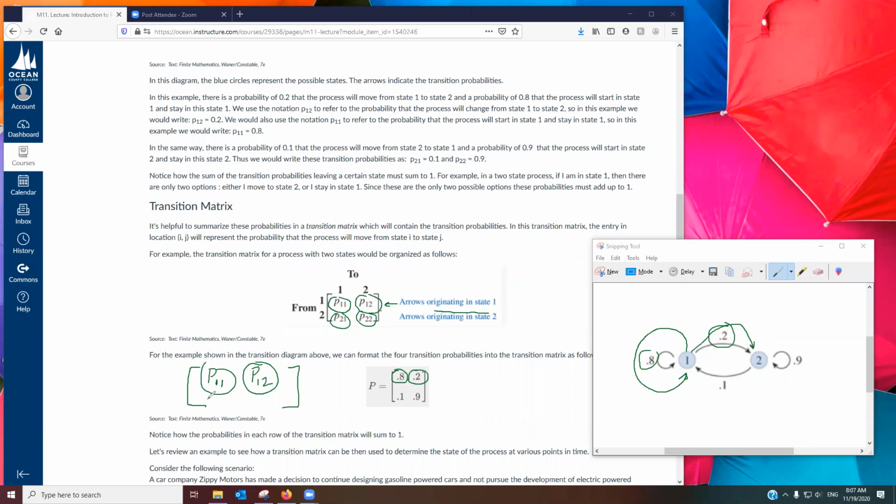Then if I go to the bottom row, it's P21, P22. All right, P21, that's the probability that you start in state 2 and transition to state 1. So that's going to be 0.1. So I'm going to put 0.1 in this bottom left corner.